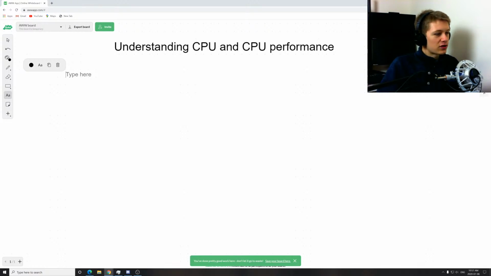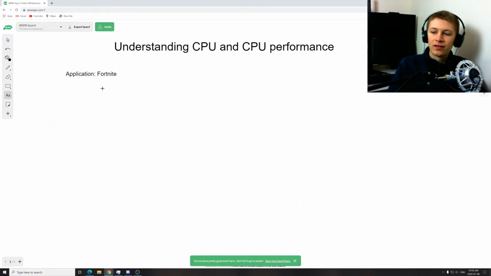But basically, the first thing we want to do is understand what application we want to run. For this example, we are going to be running Fortnite. Now that we understand what application we want to run, we can start looking at what kind of hardware we need.